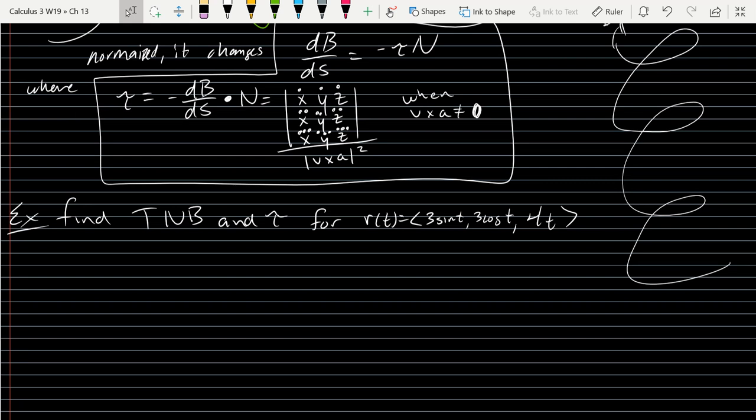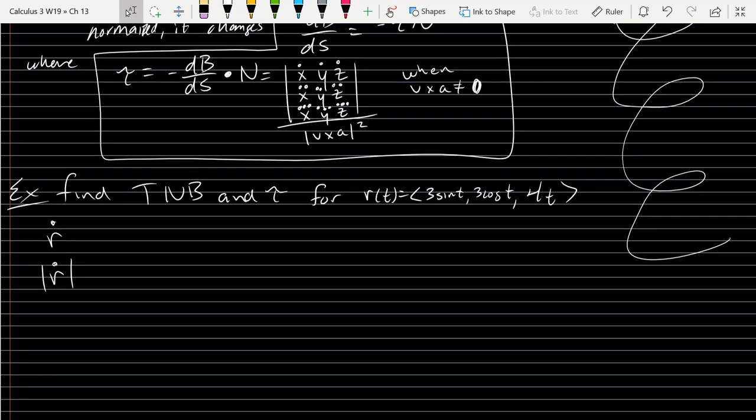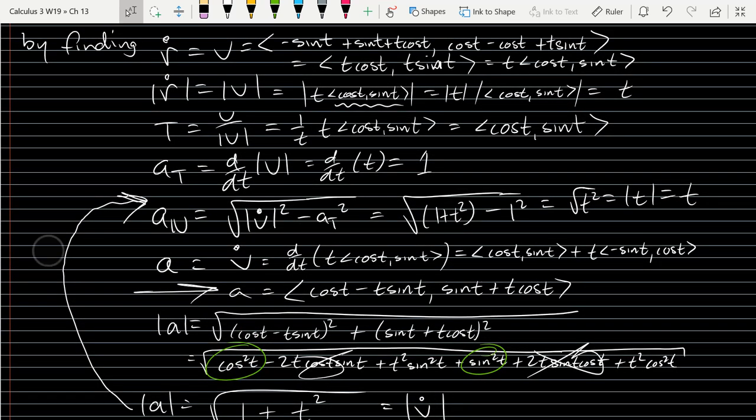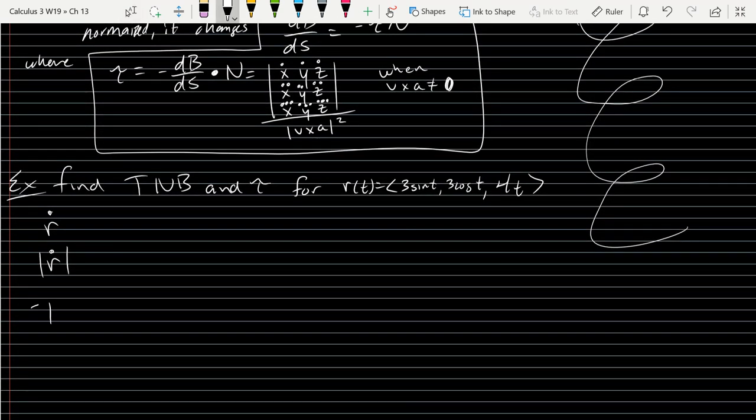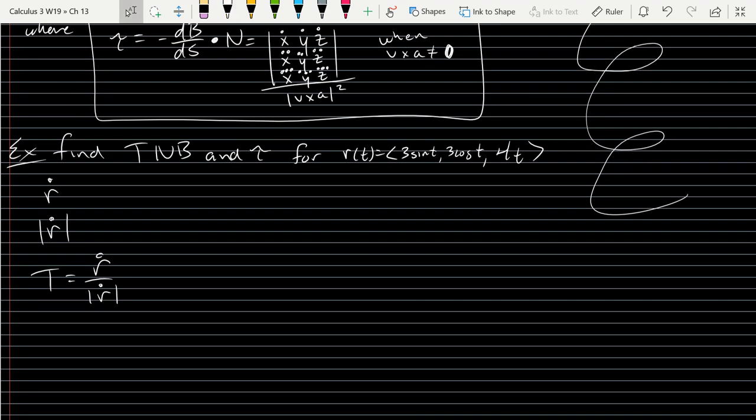So let's go ahead and make these computations. I'm going to write out the order again, which I can't find in my notes. There we go. All right, so T. We're not going to do the aT and aN this time. I don't have all the formulas written down in one spot, so just start with this, and then get the N, the B, and then tau.